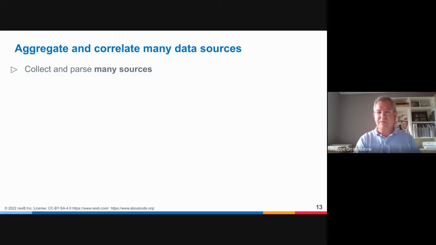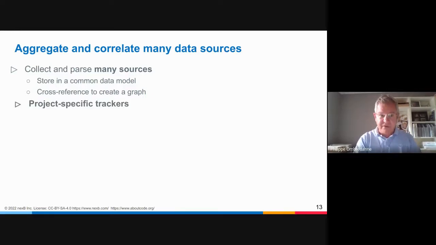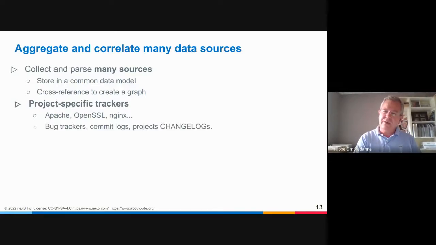So we collect and parse many data sources. We store these in a common data model. We cross-reference each of these to create a graph. And we use information from project-specific trackers. I mentioned OpenSSL, Nginx, but we're looking at several others. We also look at bug trackers, which are not security specific. And eventually, we'll be looking at commit logs and project change logs, where there is information about security, which may, in some cases, go unnoticed.